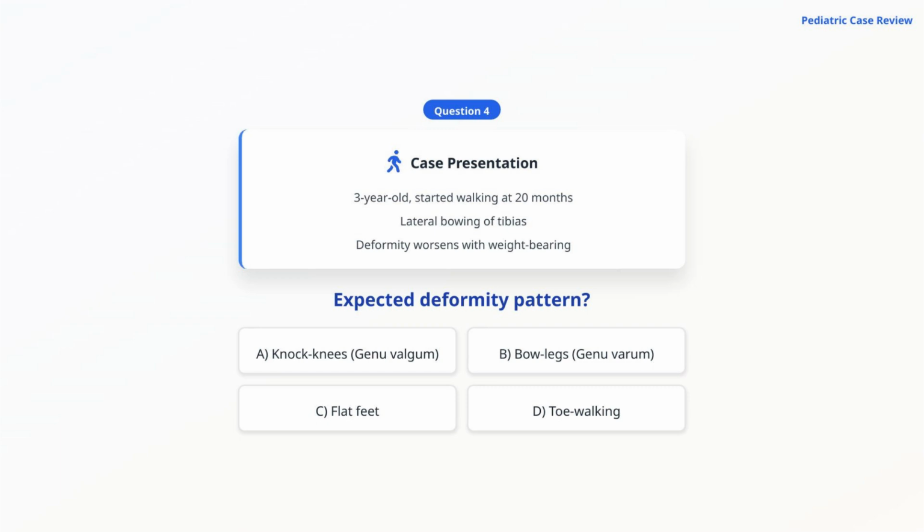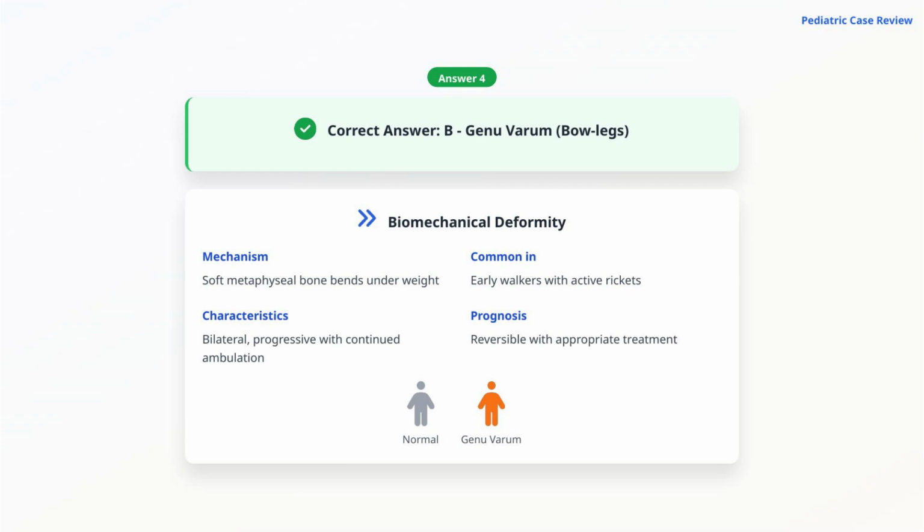Option A, knock knees or genu valgum. Option B, bow legs or genu varum. Option C, flat feet. Option D, toe walking. The correct answer is B, genu varum or bow legs.